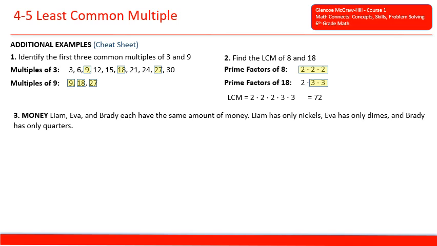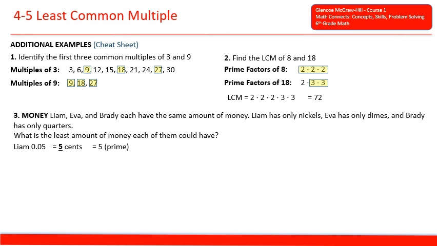Money. Liam, Eva, and Brady each have the same amount of money. Liam has only nickels, Eva has only dimes, and Brady has only quarters. What is the least amount of money each of them could have? So Liam has nickels, so he has 5 cents, and 5 is prime. Eva has 10 cents, and the prime factors of 10 are 2 and 5. And Brady has 25 cents, and the prime factors of 25 are 5 and 5.